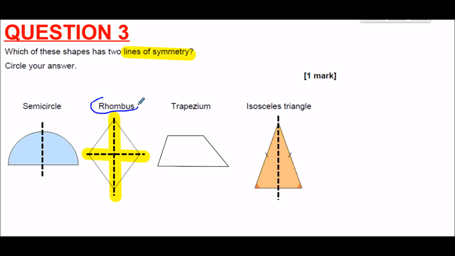A rhombus is just a fancy name for what used to be called a diamond shape, but the technical name for a diamond now is a rhombus. It's like a square which has been pushed in at the sides slightly.